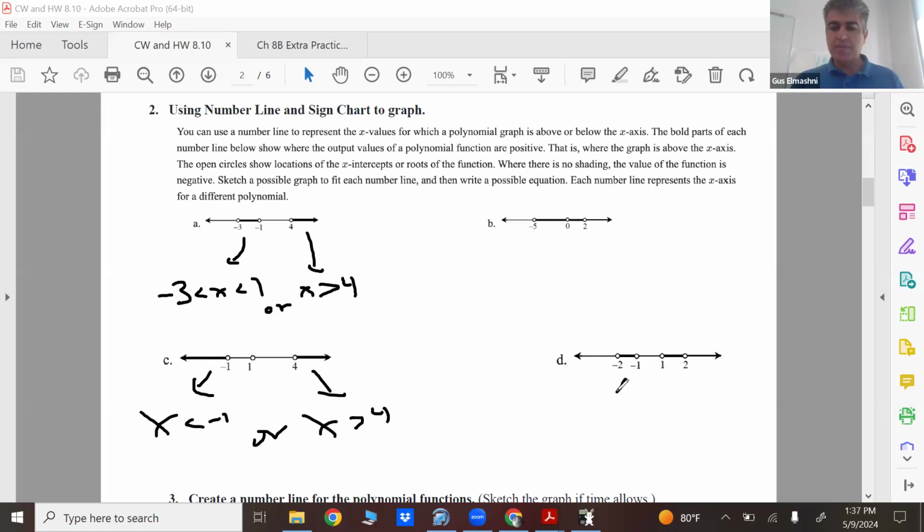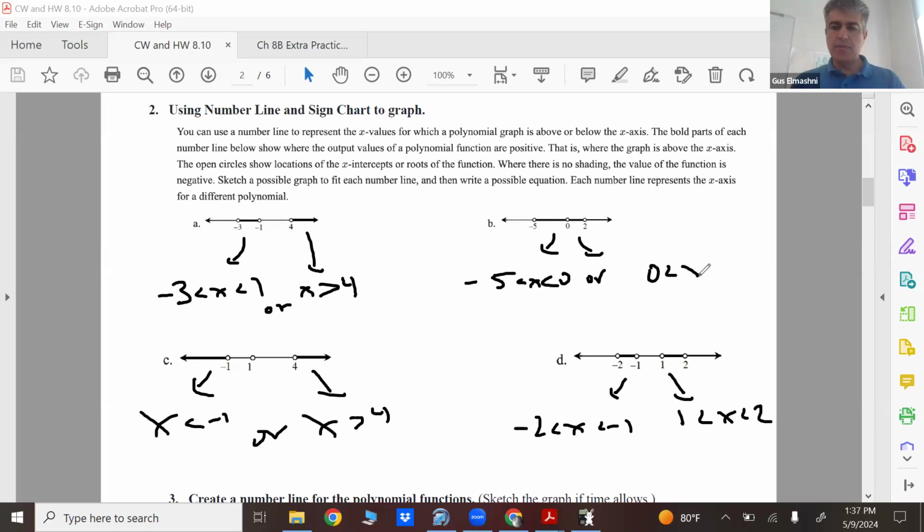Let's look at D. X is between what 2 numbers? Here and here. And for this one, you actually have to write it as 2 separate ones because 0 is skipped over. Let's fix that. Or 0 and 2.